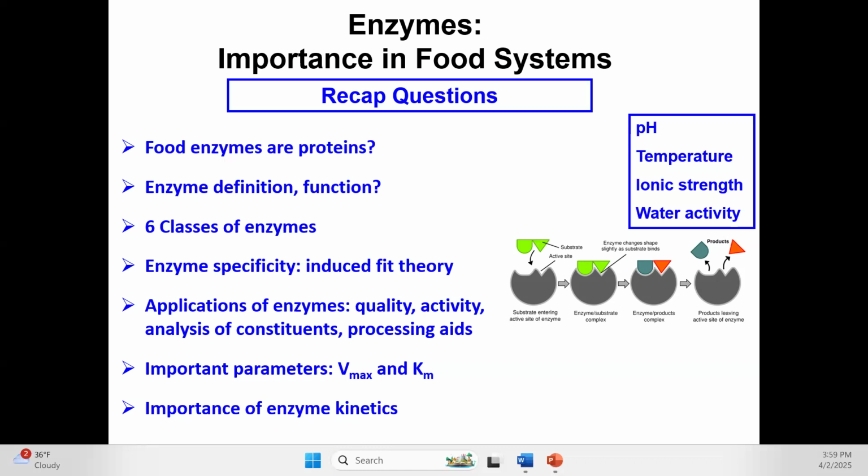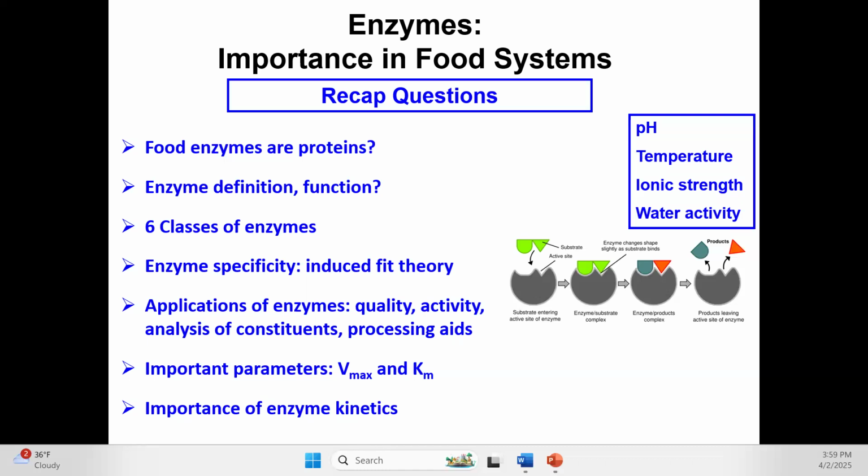Important parameters. Do you remember what Km is? Spent some time last week on Km. Okay, but what is it? The substrate concentration at which the speed is half of the maximum. Yes, at which the rate is half Vmax. It's the substrate concentration at Vmax over 2. And Vmax is when the enzyme is saturated with the substrate, you reach Vmax.